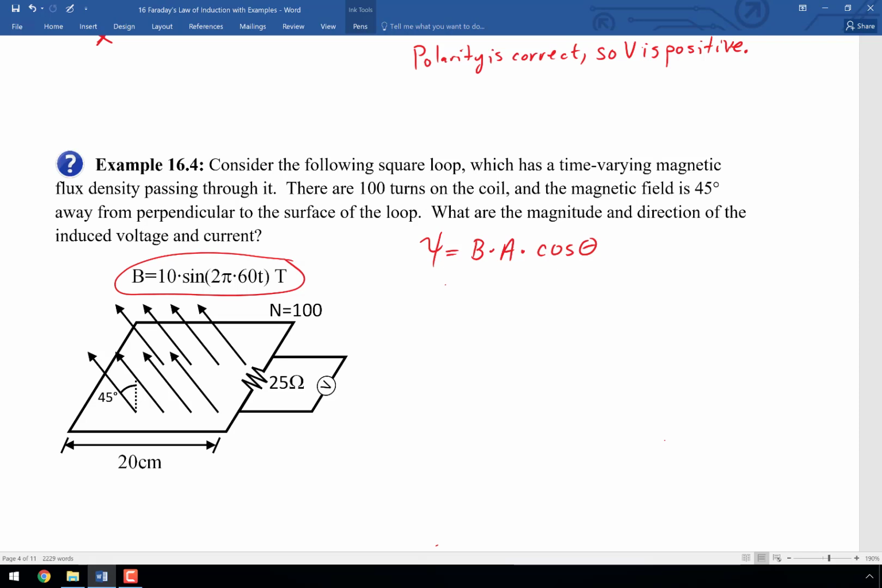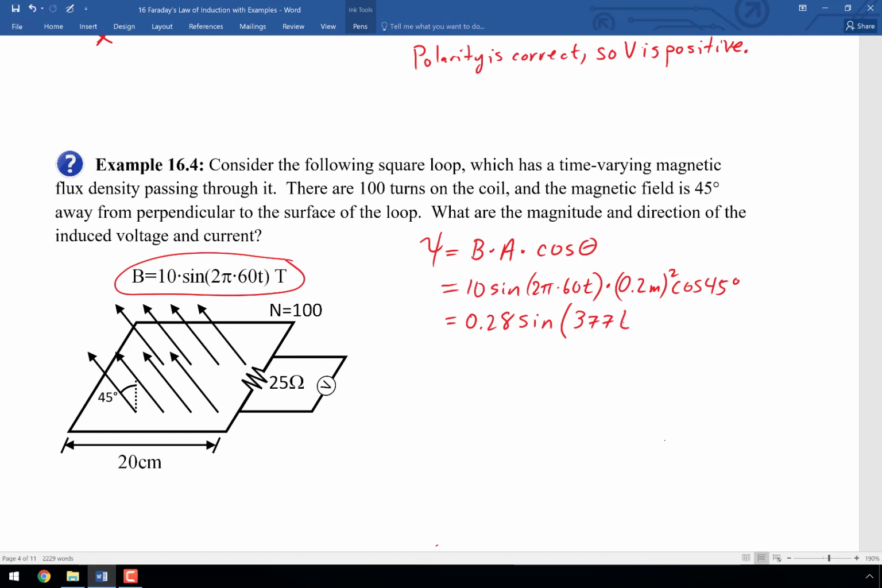So this is going to be equal to 10 sine of 2π times 60t, and that's multiplied by the area, which is 0.2 meters, the quantity squared, and then that's multiplied by the cosine of 45 degrees, which is 0.28 times the sine of 2π times 60t. Well, 2π times 60 works out to be 377, to within a tenth or so.